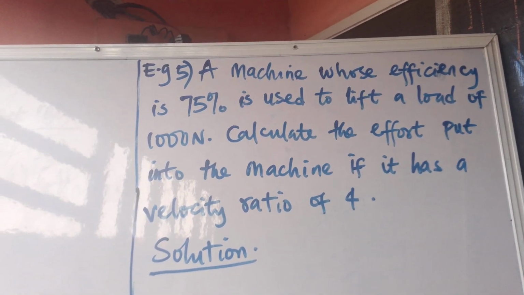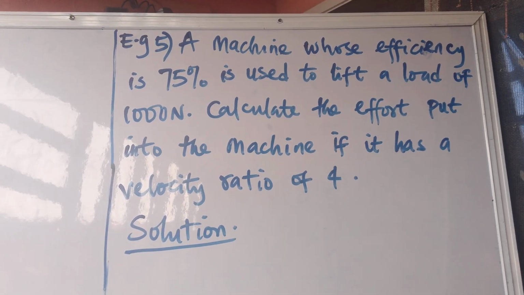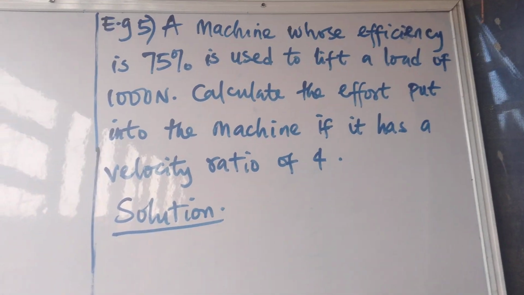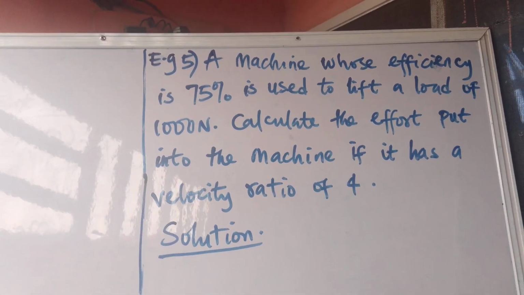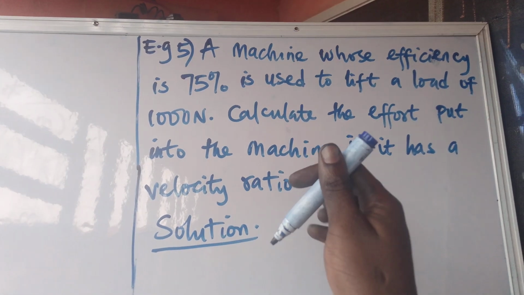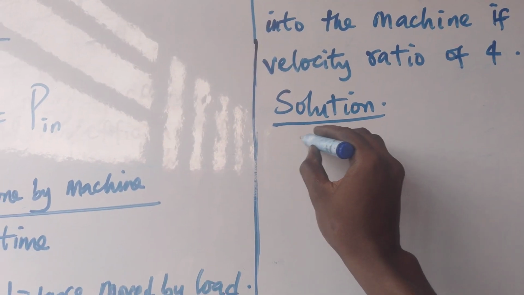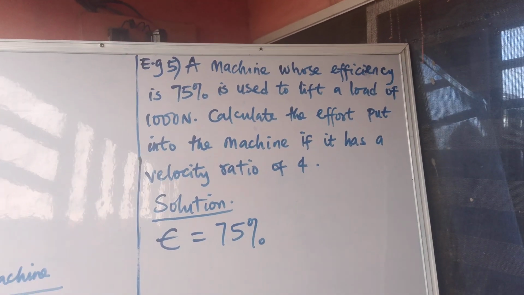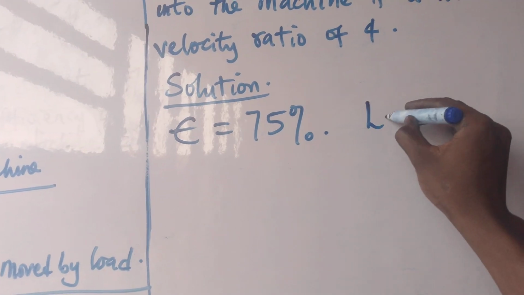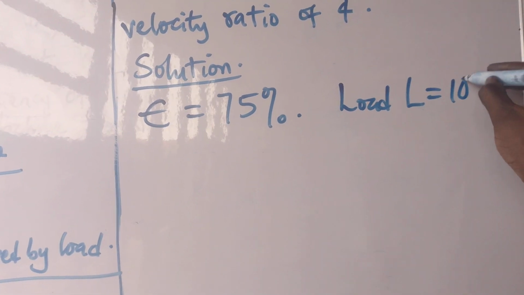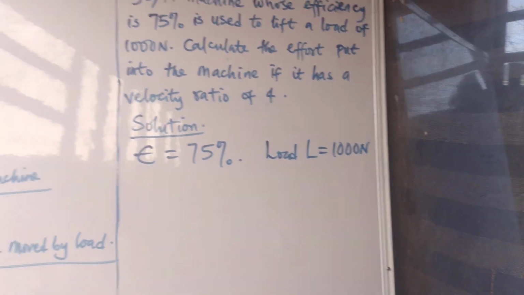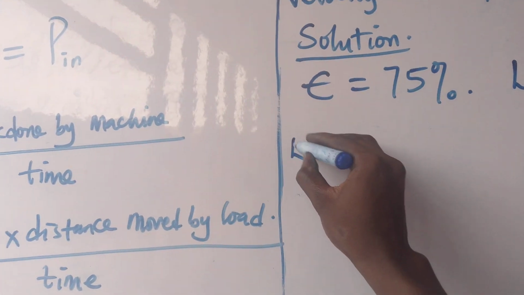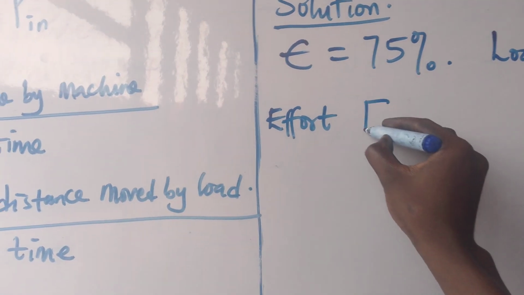Okay, we have another question on the board. It says a machine whose efficiency is 75% is used to lift a load of 1000 Newton. Calculate the effort put into the machine if it has a velocity ratio of 4. So let's list out the parameters in that question. First, we look at the efficiency of the machine. The efficiency is 75%. Okay, is used to lift a load of 1000 Newton. The load is 1000 Newton. Okay, now calculate the effort put into the machine. The effort put into the machine, you can say effort E is unknown.